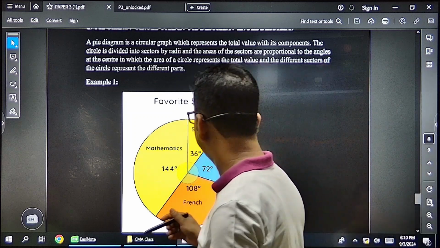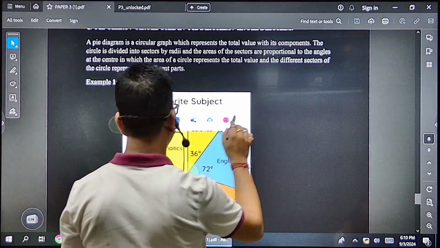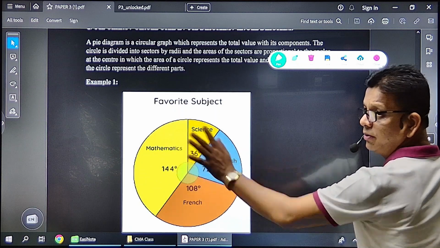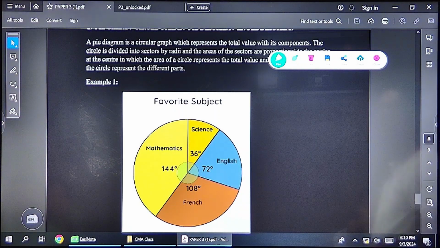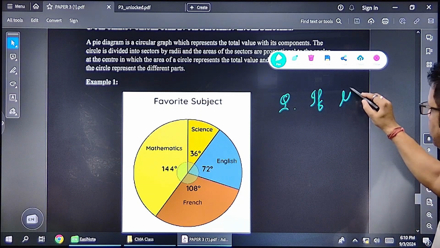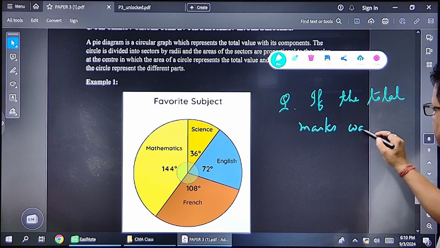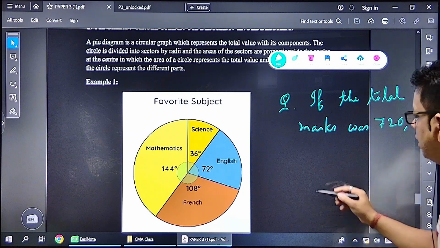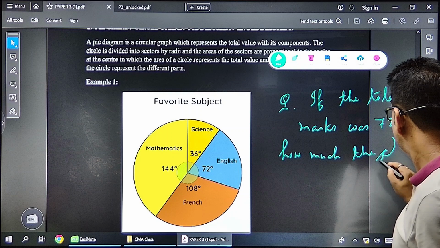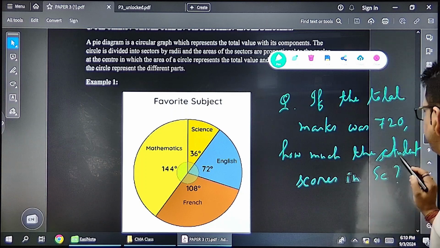Now, I ask a question: suppose these are the performance of one student. Which subject is the student's performance the best? Just see the angles, where 144 is the highest, so maths is best, and science is the lowest performance, right? Now, if I ask a question based on this, try to answer: suppose the total marks was 720, how much did the student score in science?